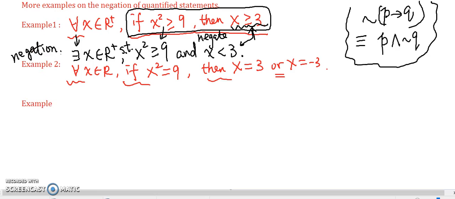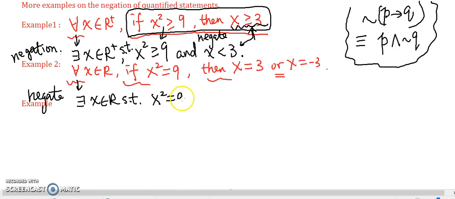So first step, still, we're going to negate for any. When we negate for any, we change it to there exists a real number x such that. Now, the next part is the conditional statement. The same formula: we keep the condition x squared equals 9, change then to and, and of course we get rid of if. The next part is we need to negate the conclusion of this conditional statement.